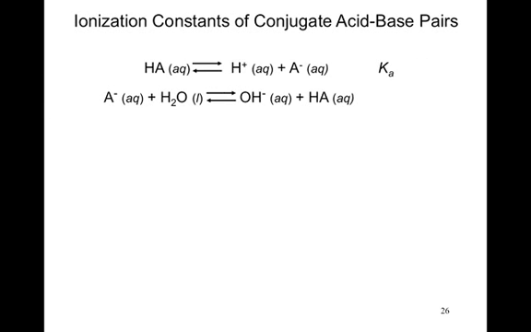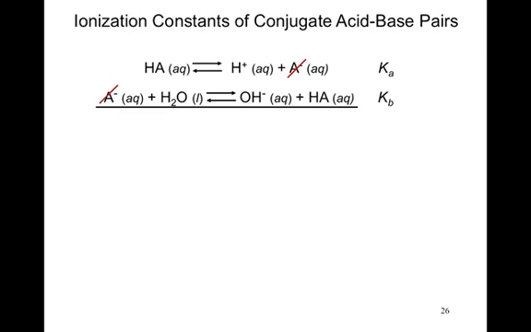So, ionization constants of conjugate acid-base pairs. Here's our acid. We use a Ka for that. Here's our base. We use a Kb. Might not be a bad idea to write these down. These are really nice general formulas to compare how you solve an acid equilibrium problem, how you solve a base equilibrium problem, and they are both very important.